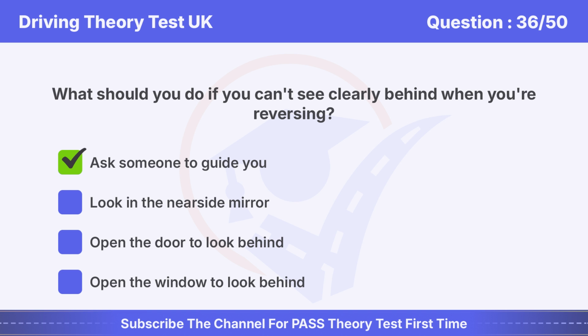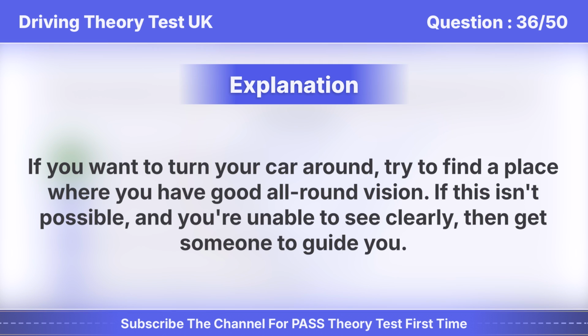Answer is A. Ask someone to guide you. If you want to turn your car around, try to find a place where you have good all-round vision. If this isn't possible and you're unable to see clearly, then get someone to guide you.